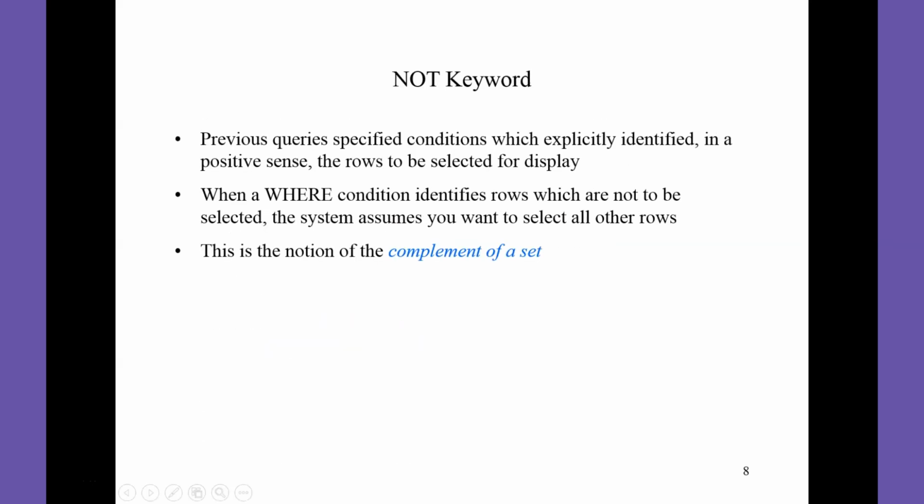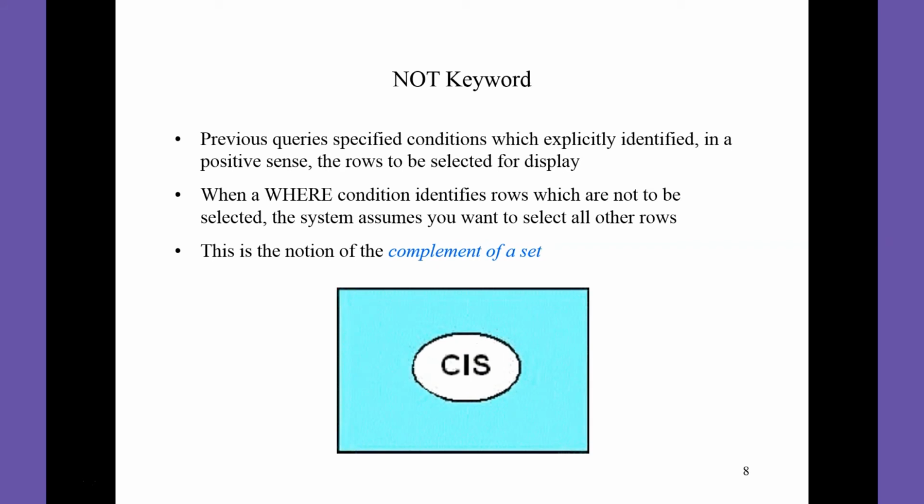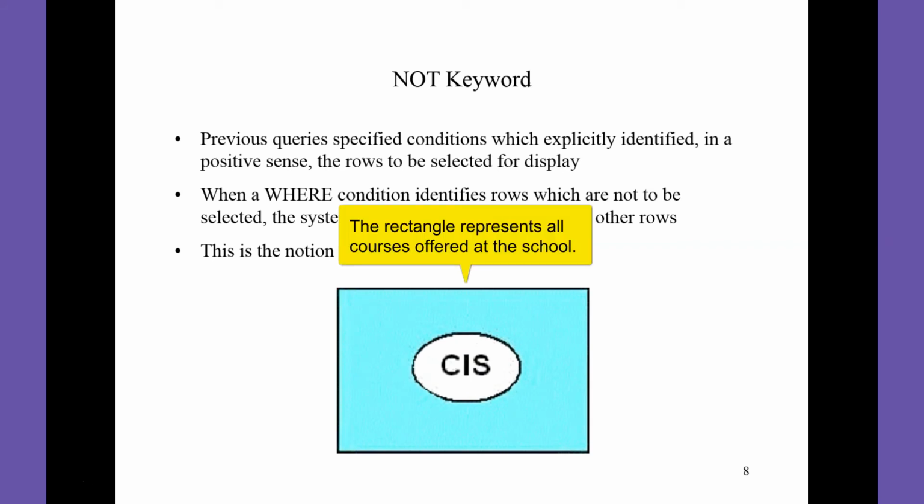In our previous queries, we identified the rows that we wanted to include in the result set. It's also possible to express a condition that says these are the rows that I do not want. In this case, we can think of talking about the complement of a set. For example, in our rectangle here, this would represent our universe of discourse. This would be all of the courses offered by the school.